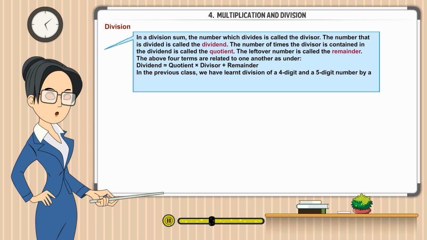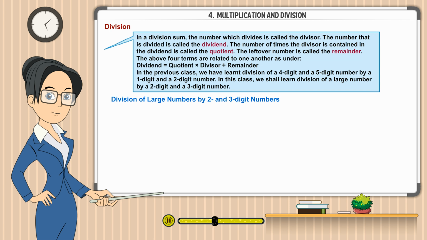In the previous class, we have learned division of a 4-digit and a 5-digit number by a 1-digit and a 2-digit number. In this class, we shall learn division of a large number by a 2-digit and a 3-digit number. Division of large numbers by 2 and 3-digit numbers. Example 1. Divide 3,25,630 by 43. Solution. We have explanation.